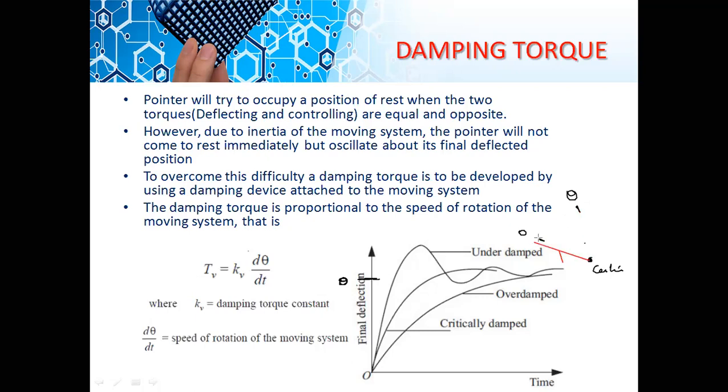I hope you're clear. I'll show it once again. For an underdamped system, the pointer will start moving from 0. It will quickly reach the final deflection angle, and it will go beyond the deflection angle. It will come back, it will come back behind theta, and it will go beyond theta, behind theta, and it will come to rest. This is what we call an underdamped system.